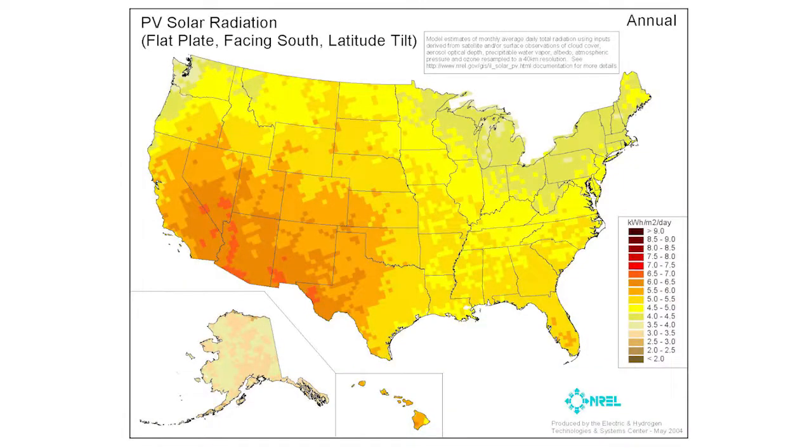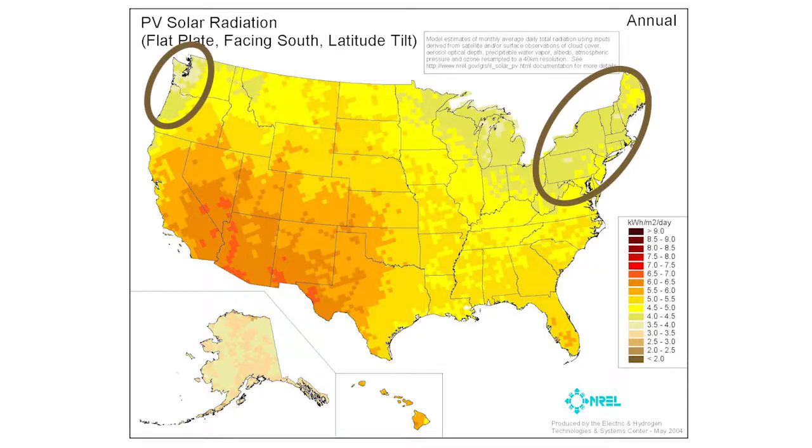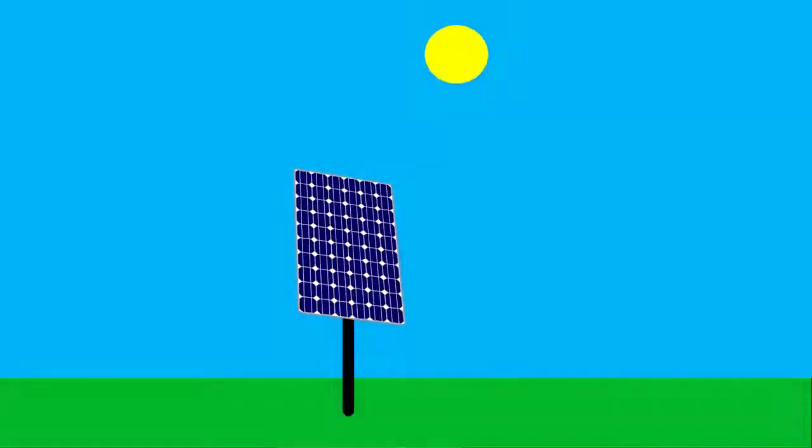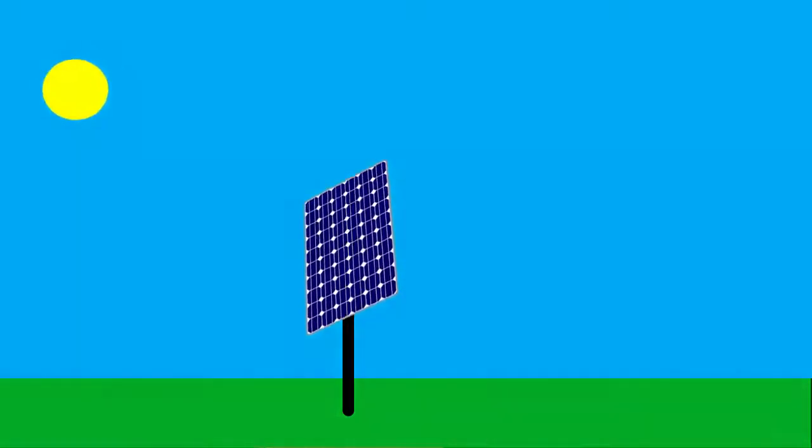This color map from NREL for the United States shows the highest sunlight energy in the southwest and where the least sunlight is in the northeast and the northwest. Energy levels are shown as a daily average over the course of a year in units of kilowatt hours per square meter per day. So this connects back to our full sun hours and is essentially a measure of the sun hours per day.